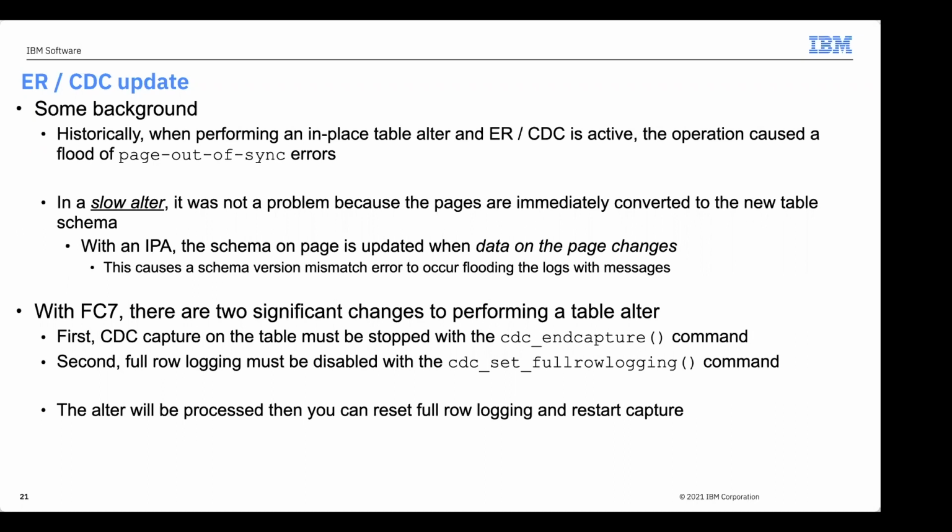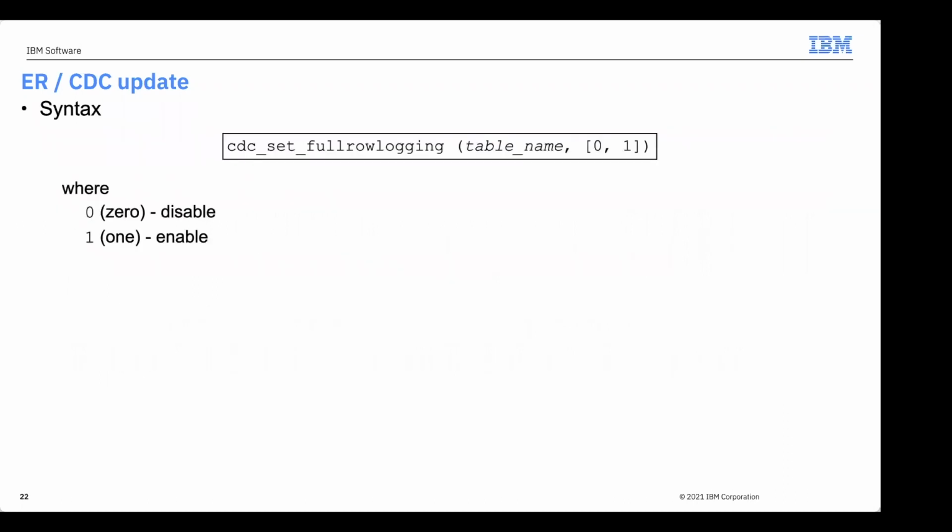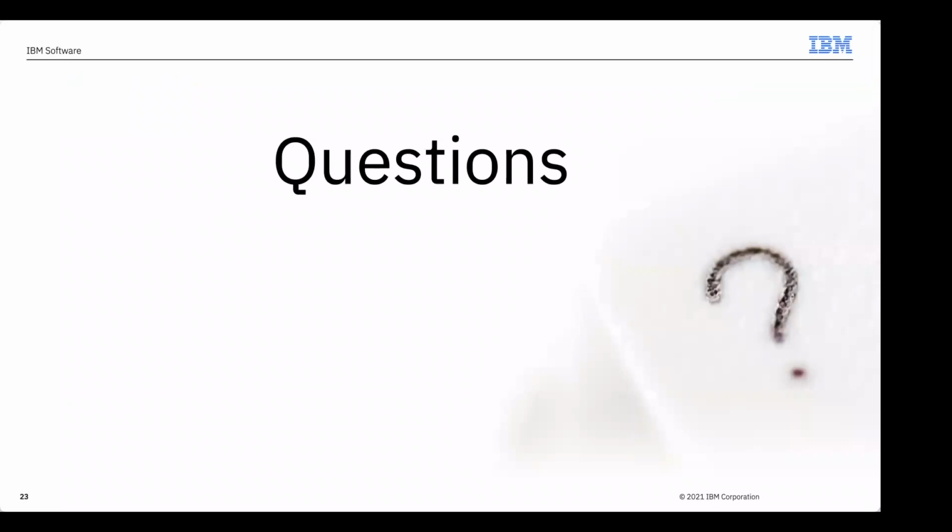So those rules are now being enforced. If you try and do an in-place alter without ending capture and without setting full row logging off, the operation will error out and stop. So just so you know, we're now enforcing that. And this is the new function which allows you to enable or disable full row logging with CDC so that you can execute this in-place alter. Are there any questions on that?